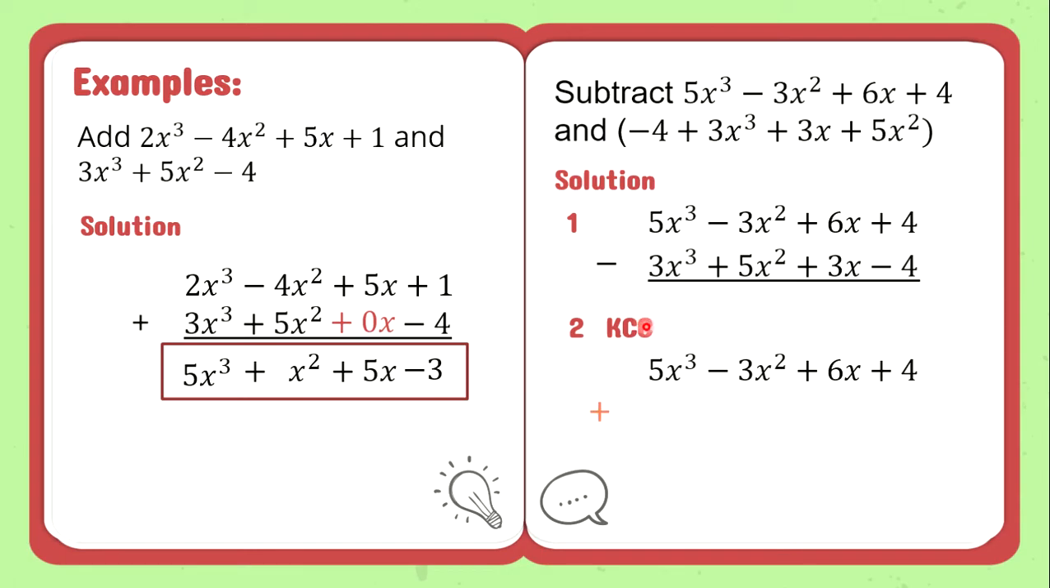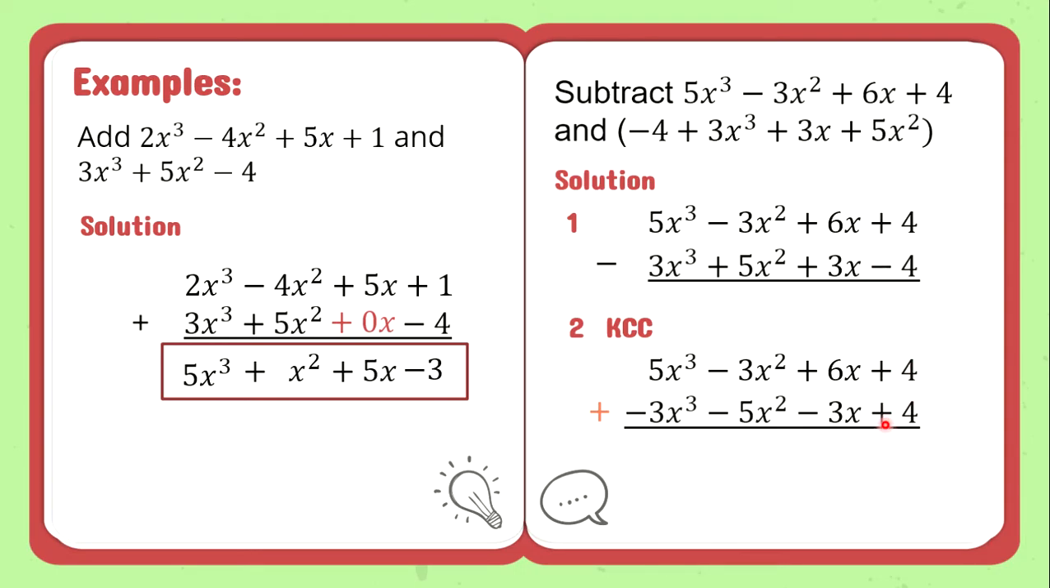Also, we have to change the sign of the subtrahend. Here, this is positive, positive, positive, and negative. So we will change it to its opposite. So now it will be negative 3x cubed. This positive became negative, this positive becomes negative as well, and this negative now is positive.